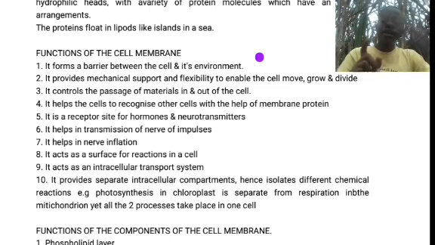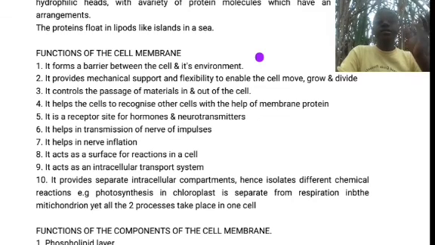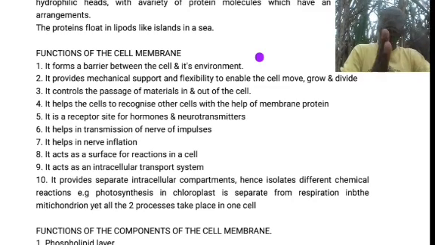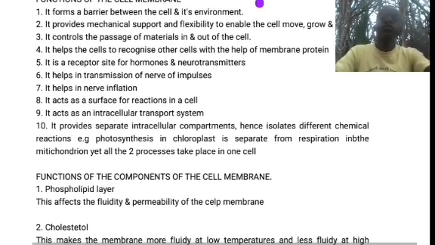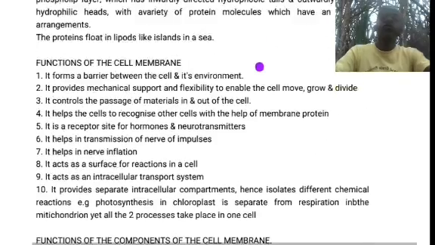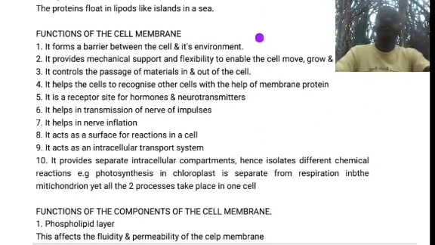Now, it is there to make sure that it separates these two processes. Photosynthesis should take place in the chloroplast, while respiration should take place in the mitochondria. So, it provides separate intracellular compartments. So, those are the functions of the cell membrane.